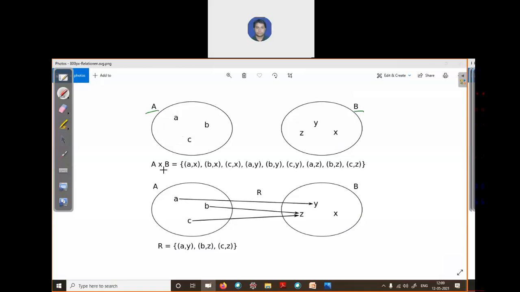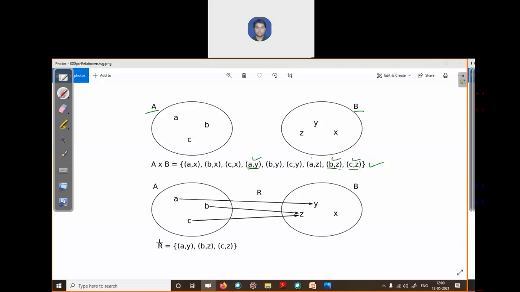After applying the Cartesian product of these two sets, you will get this. This is the Cartesian product. Out of these ordered pairs, you will consider only those pairs which are applicable for your relation. Suppose it picks AY, BZ, and CZ. These three elements we have selected as applicable for the relation. We will only pick those pairs.